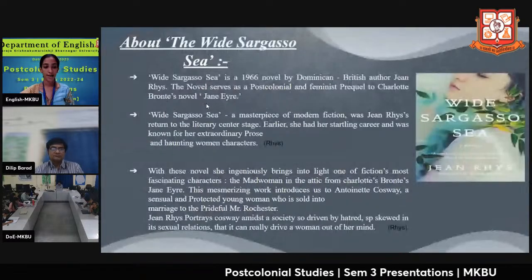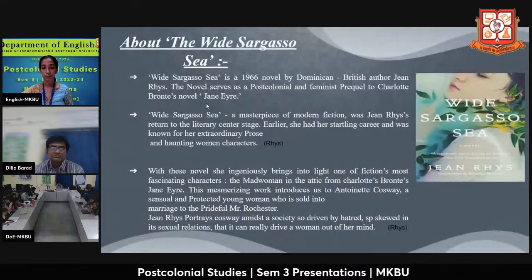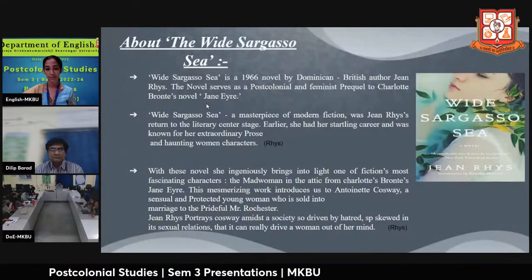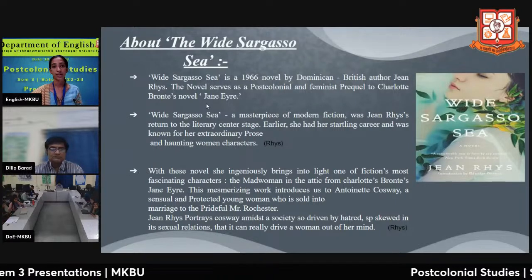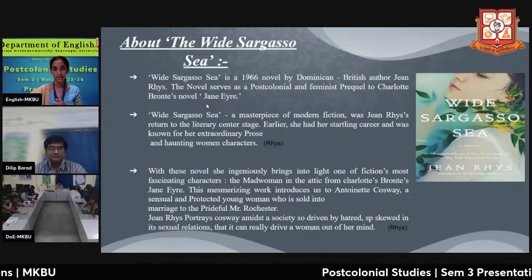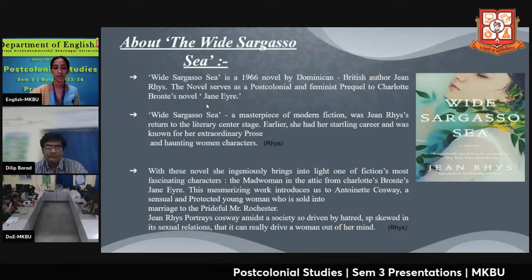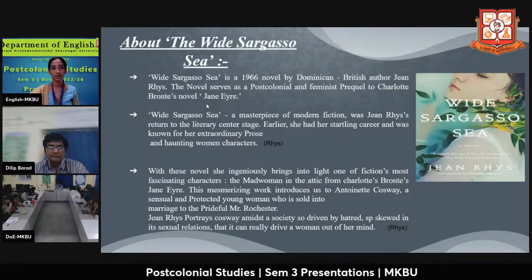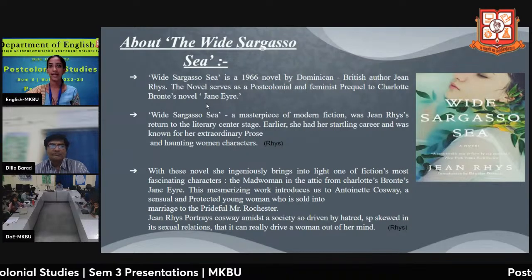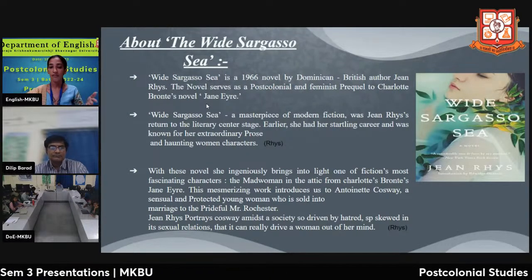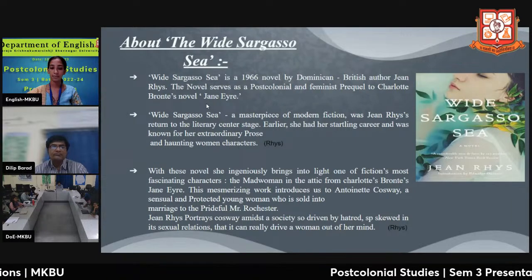So this Wide Sargasso Sea is a very important work by Dominican-British author Jean Rhys. It was written in the year 1966 and also published in the same year. This novel is divided into three parts. The first and the last parts are narrated by Bertha Mason, while the middle part is narrated by Mr. Rochester.